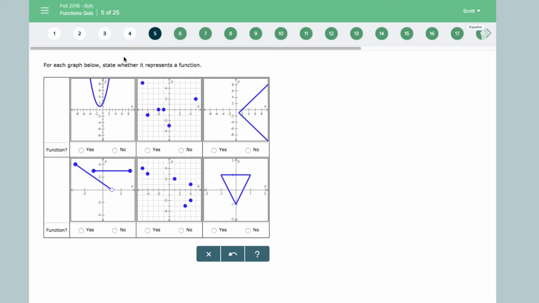Number 5, vertical line test again. Anywhere I draw a vertical line here, I see it only touches each answer once, so it is a function. Here, when I plug in this x, I only get one answer. This x, one answer. One answer, one answer. When I plug in 0, I get one answer, and when I plug in 5, I get one answer. So that is a function, as long as there's only ever one answer.